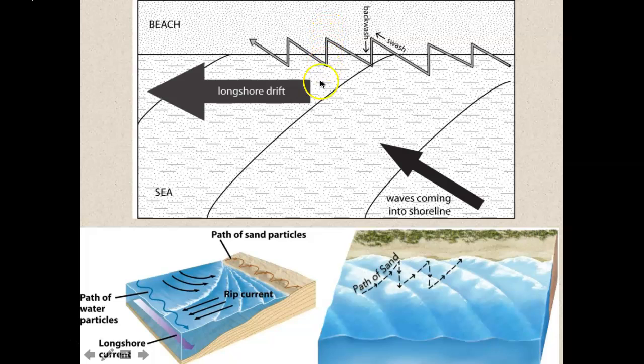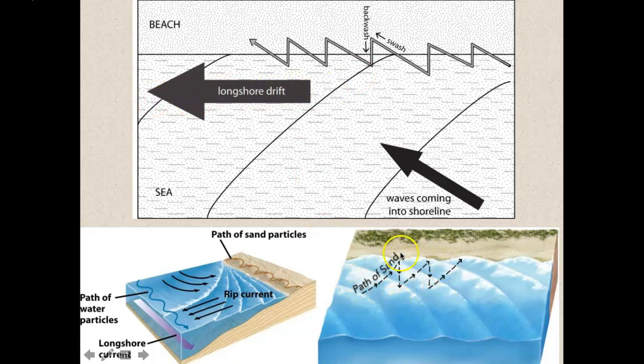The backwash coming back down the beach is going to be kind of the shortest pathway, right? So it's going to be perpendicular to the shore face because of gravity. So the up and down making that sawhorse motion. So that the net addition then is a longshore drift down here to the left.